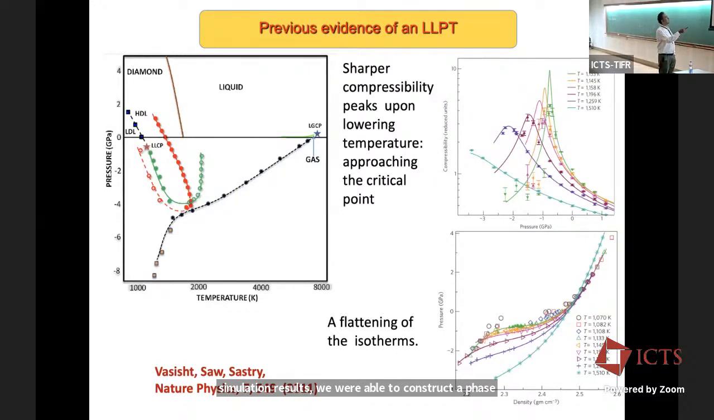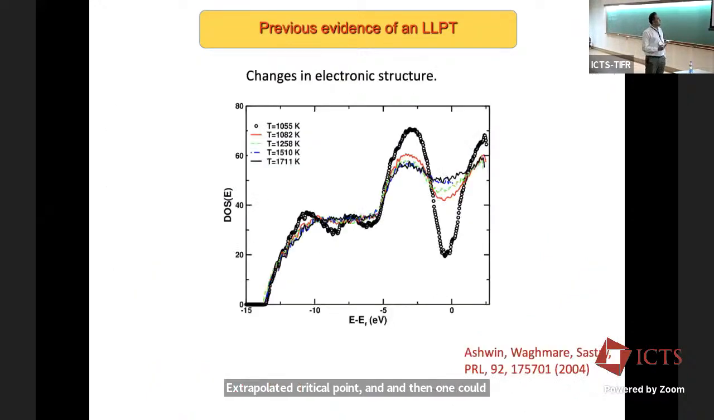So one of the evidences was the compressibility as a function of pressure as one lowered the temperature, which became sharper and grew in magnitude. And this in turn corresponded to a flattening of the isotherms as one approached temperatures close to the extrapolated critical point, and then one could observe a discontinuous change.